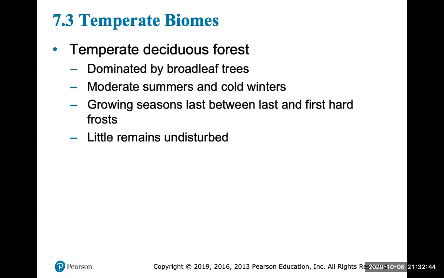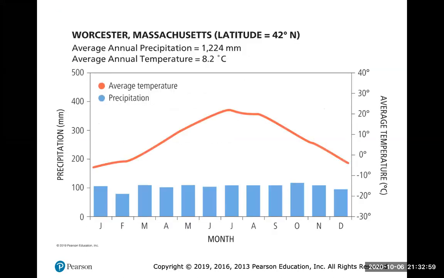Here are the temperate deciduous forests dominated by broadleaf trees. Deciduous means that it's able to lose its leaves. There are moderate summers and cold winters. The growing seasons last between the last and first hard frosts, and little remains undisturbed.